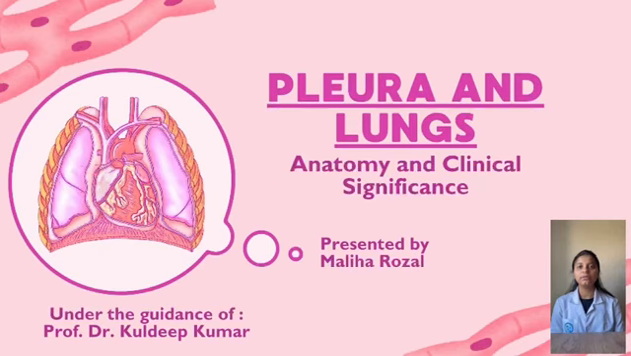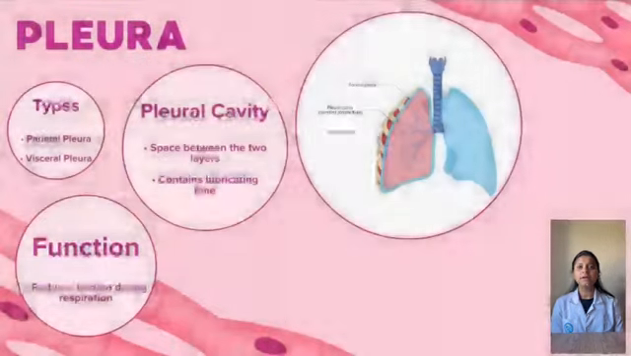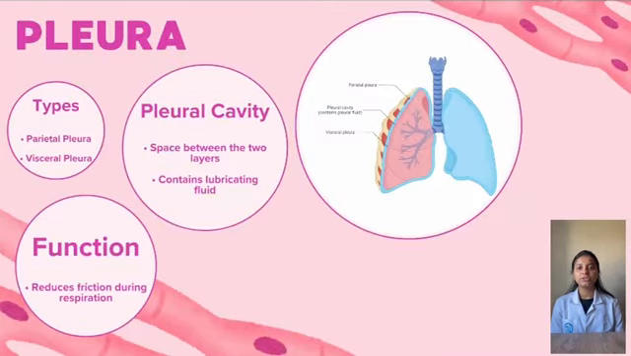A brief overview of the lungs and pleura, with a special emphasis on their anatomy, the root of the lungs, and the bronchopulmonary segments. These structures are not only important for respiration but also have great clinical significance in medicine and surgery. Pleura. The lungs are the principal organ for respiration and are enclosed by a double-layered membrane called the pleura.